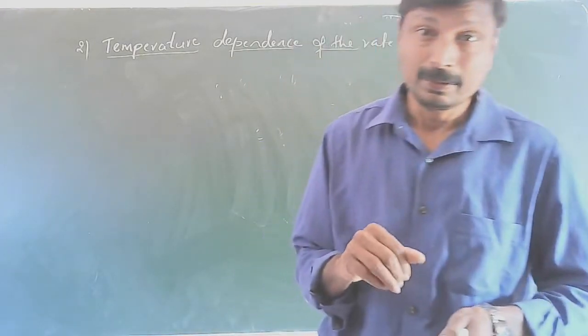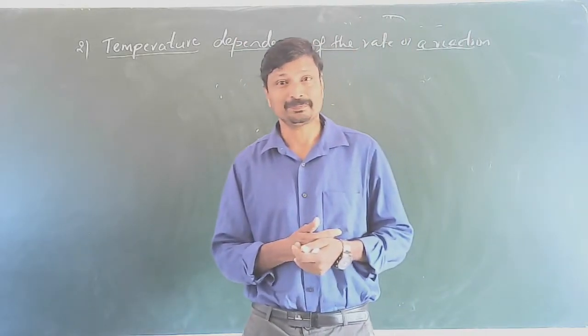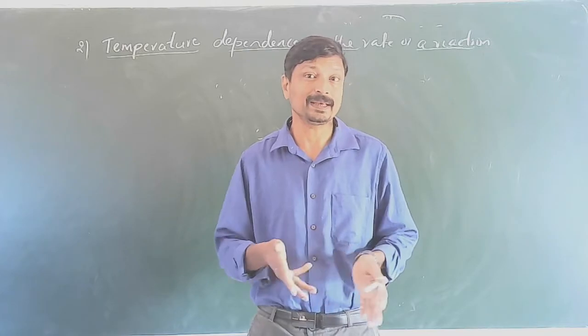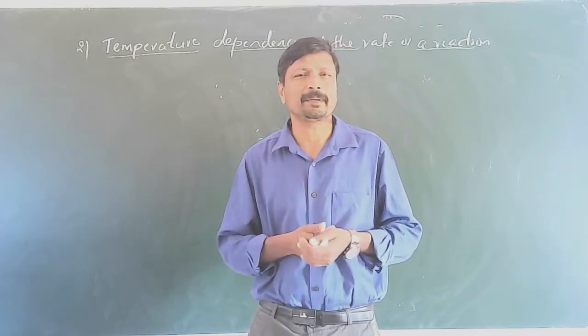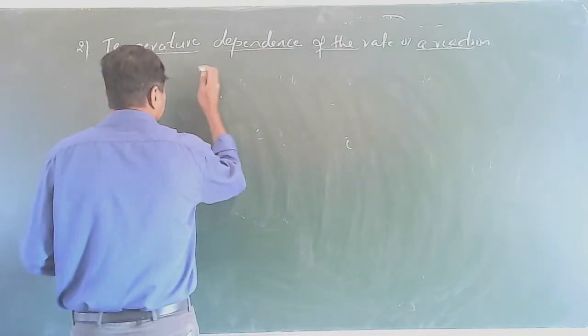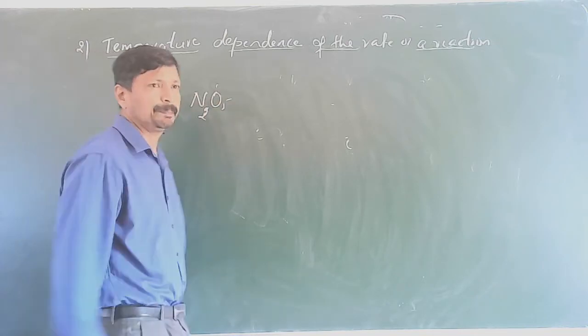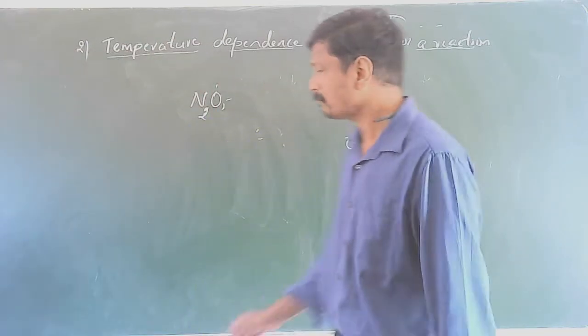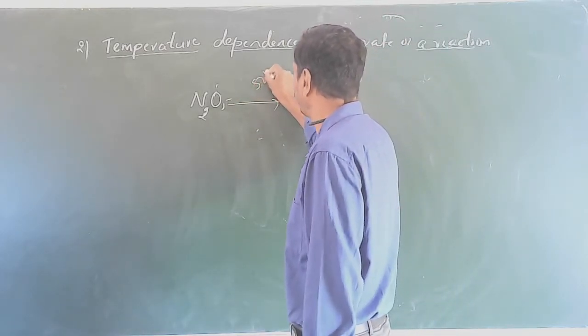Here, all of you know that an increase in temperature increases the rate of the reaction. You can see how the temperature affects the rate of the reaction. For example, suppose you take the decomposition of N2O5. At 50 degree centigrade, the half-life period is 10 minutes.